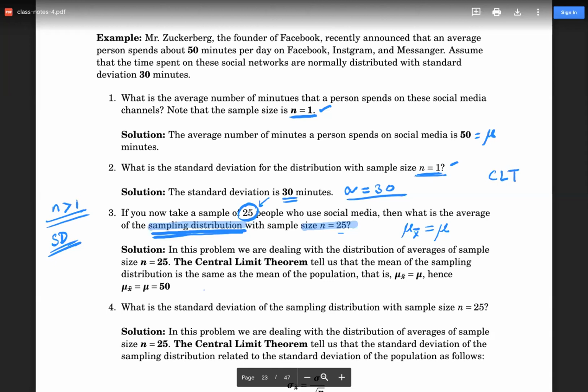Who is talking? Mijin says n has to be greater than or equal to 30, or the sample size has to be greater than or equal to 30 for this condition and the other condition to hold true, right? Here the sample size is not greater than 30. Good, a good observation, Mijin. How do you pronounce your name? Mijin, okay.